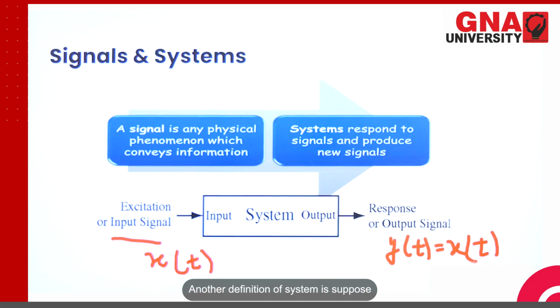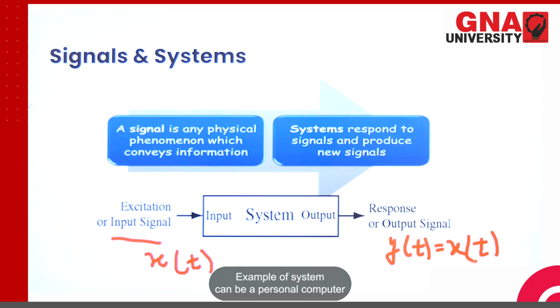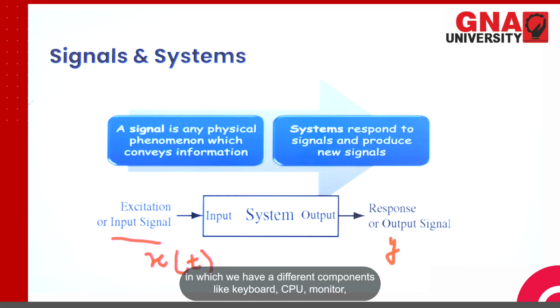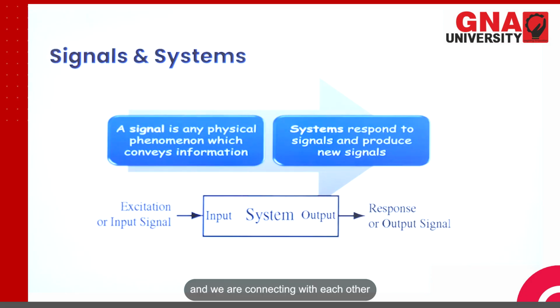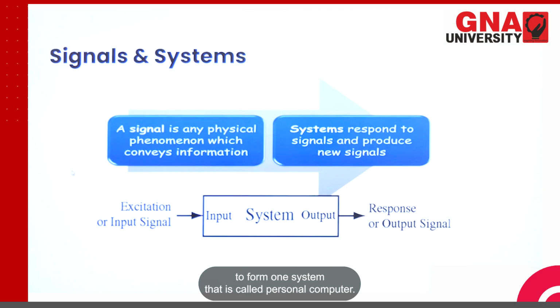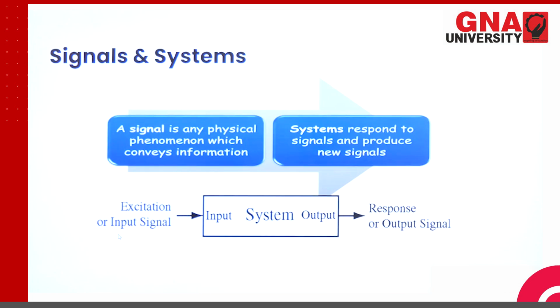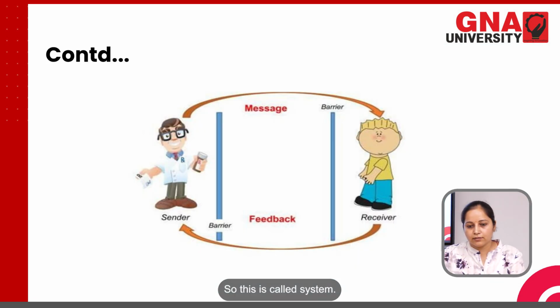Another definition of a system is, suppose we have different elements and we connect those elements with each other to form one system. That is called a system. An example of a system can be a personal computer, in which we have different components like keyboard, CPU, and monitor, and we connect them with each other to form one system, called a personal computer.